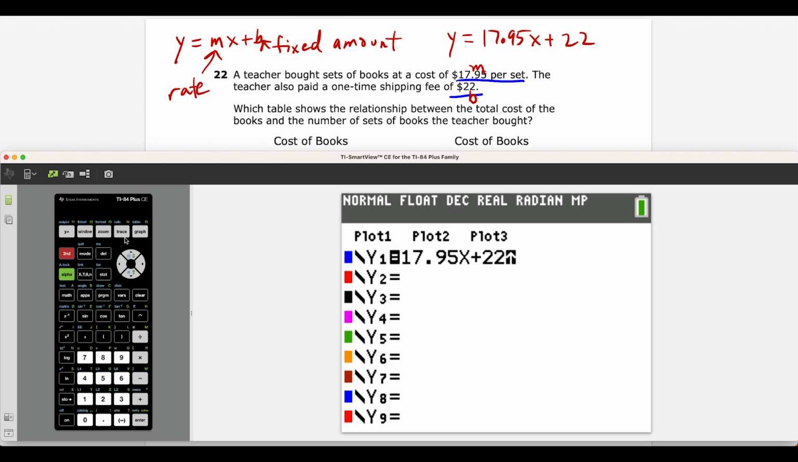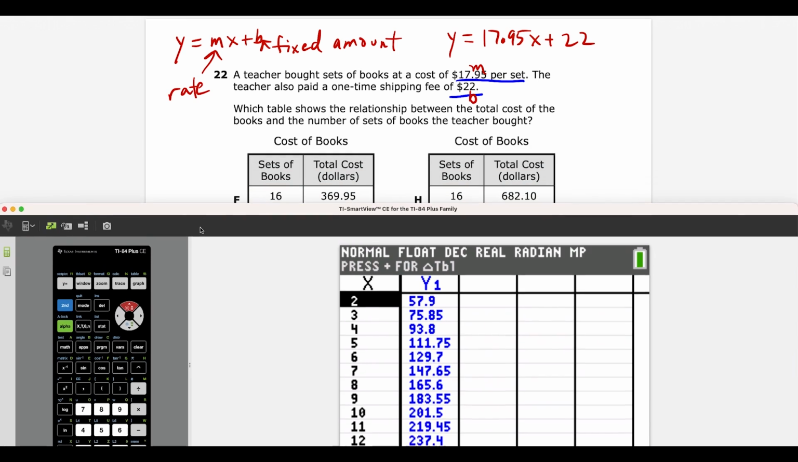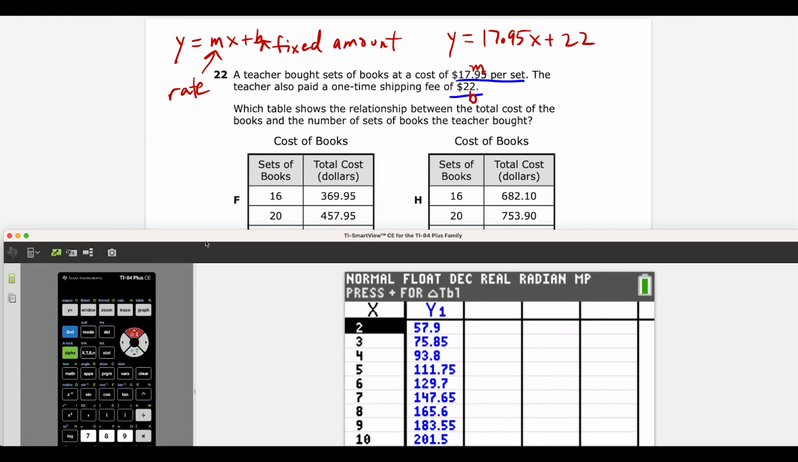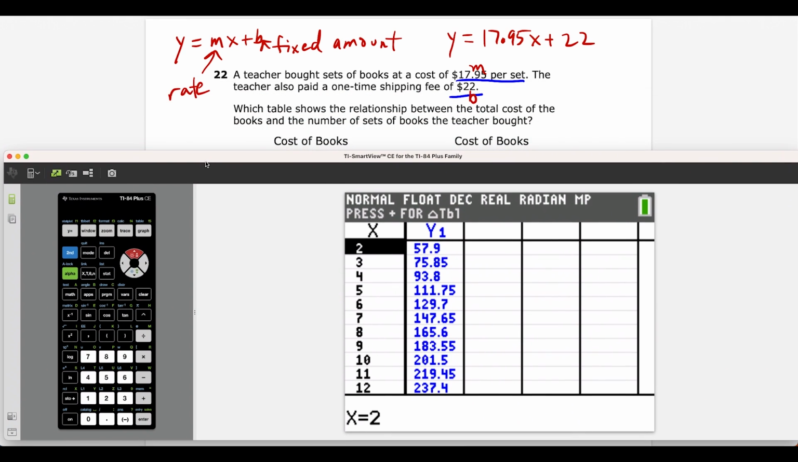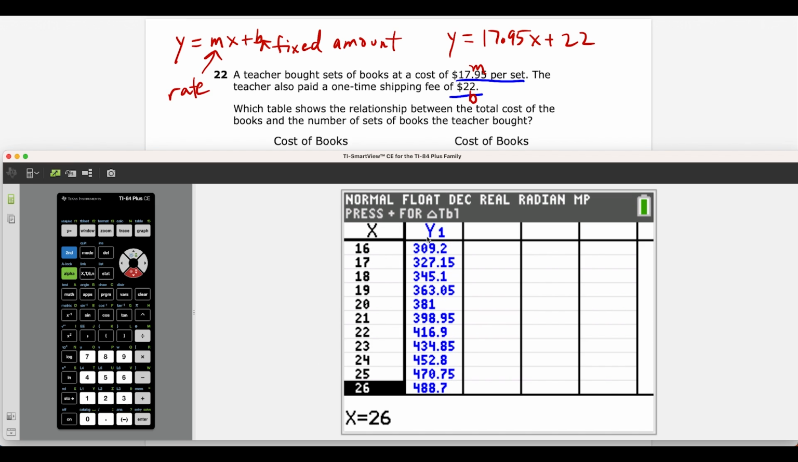And now we're going to press second graph here. And notice what we could do is we look at the answer choices and notice that they start at 16, then they go 20, 24, 28. So I would scroll all the way down to around that range there, that we're going from 16 to 28. Now notice we run out of real estate. So what you could do is you could press second window.